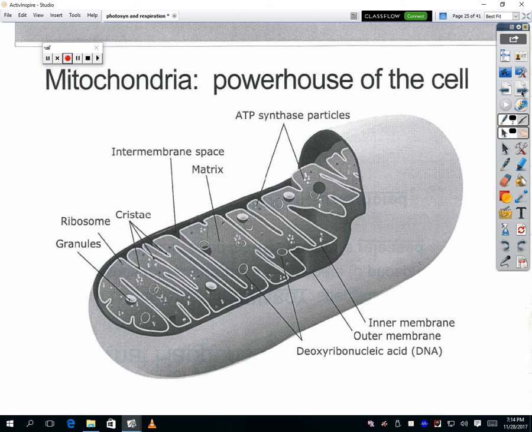So this is the mighty mitochondria. The mitochondria is a lovely organelle that you should be aware of. It allows cellular respiration to occur. It makes energy. Now you need to remember it as being an organelle that makes energy in the form of ATP.